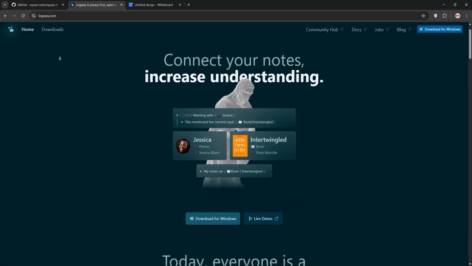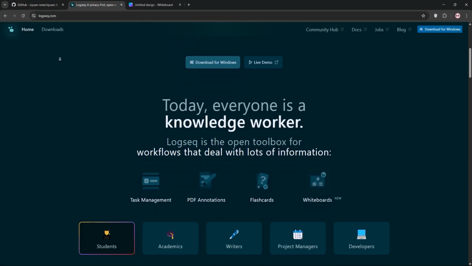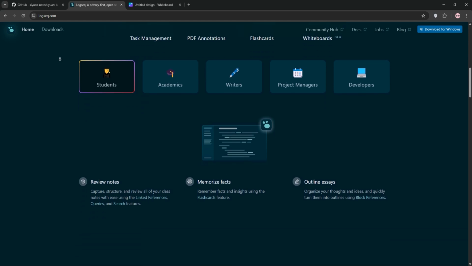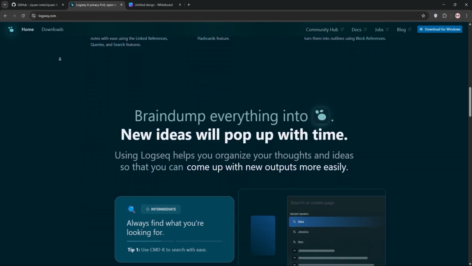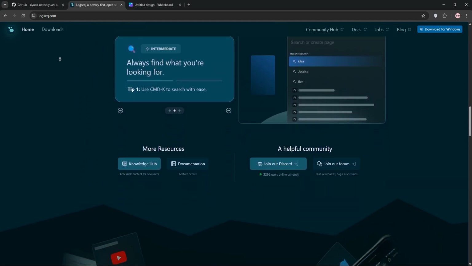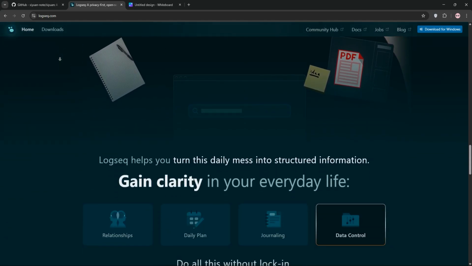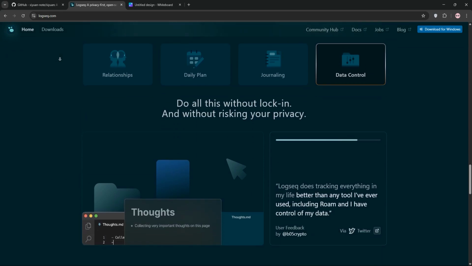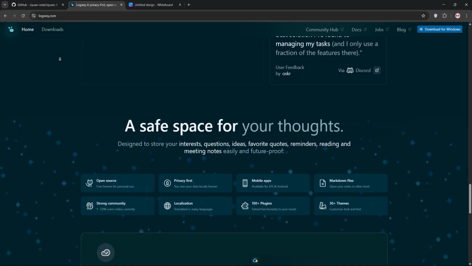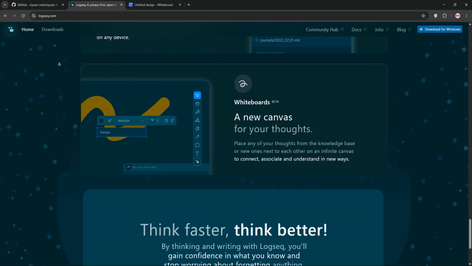Now we have Logseq. It's also open source and privacy focused. Logseq is built for outliner-style note-taking. Its block-based system makes journaling and task management a breeze. You get bidirectional linking, a whiteboard for visual brainstorming, and PDF annotation. Logseq's strength? A daily journal workflow that's ideal for freeform thinkers who want ideas to flow naturally.